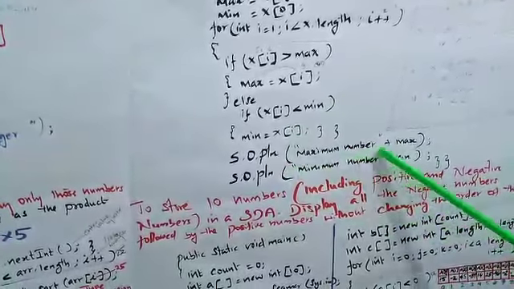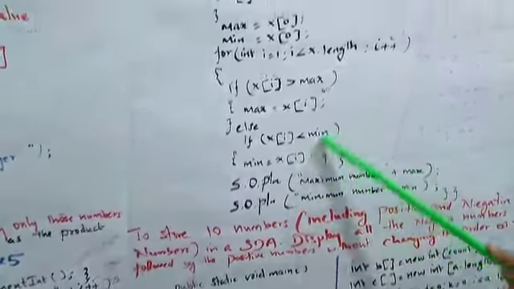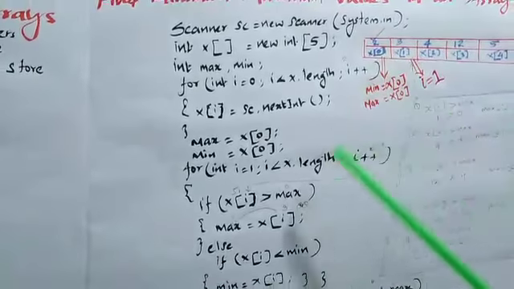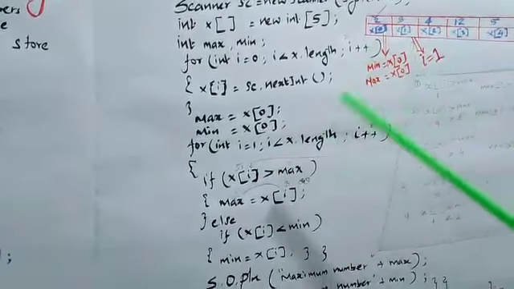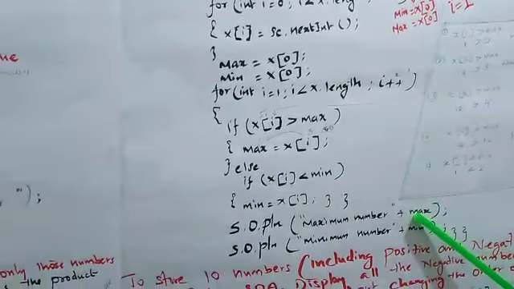Now we have to print the maximum and minimum number. Already we get the minimum is what? 2, and max is what? 12. So in this way we can find the maximum and minimum.